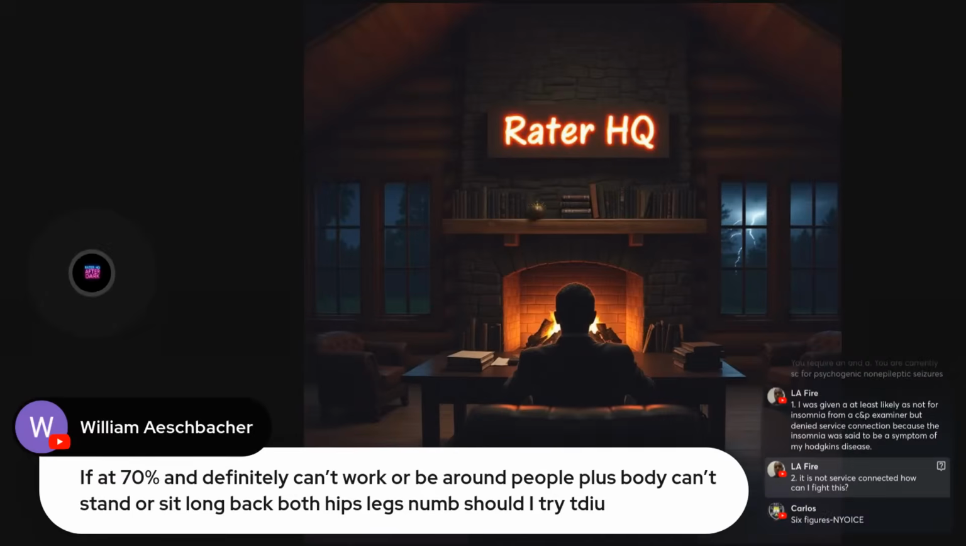If you're at 70% and definitely can't work, the problem with TDIU is that everything you're going to claim TDIU for gets an increase exam. If you have been granted for less than 5 years for those conditions, they wouldn't be considered within the 5-year rule, so it would only take one examination to show improvement in order to reduce you. So there are dangers and risks with that.